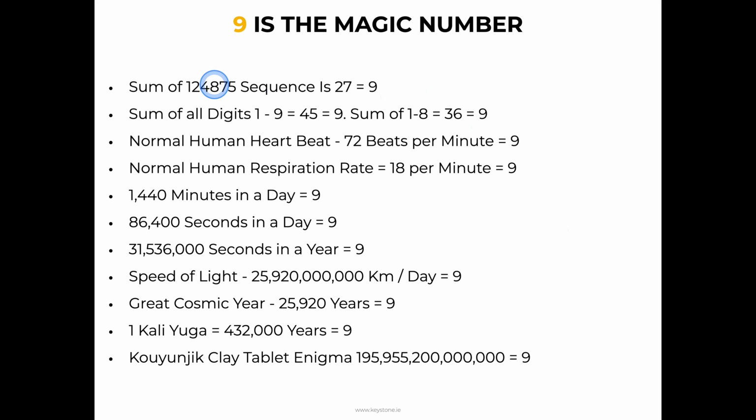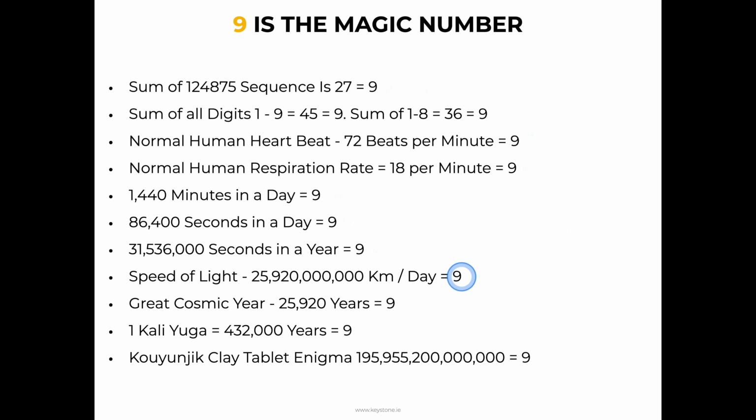The sum of the 1, 2, 4, 8, 7, 5 sequence is 27, 9. Sum of all digits between 1 to 9 is 45, 9. Sum of all digits 1 to 8, 36, 9. Normal human heartbeat, 72 beats per minute, 9. Human respiration rate, 18 per minute, 9. Minutes in a day, 9. 86,400 seconds in a day, 9. 31,536,000 seconds in a year, 9.